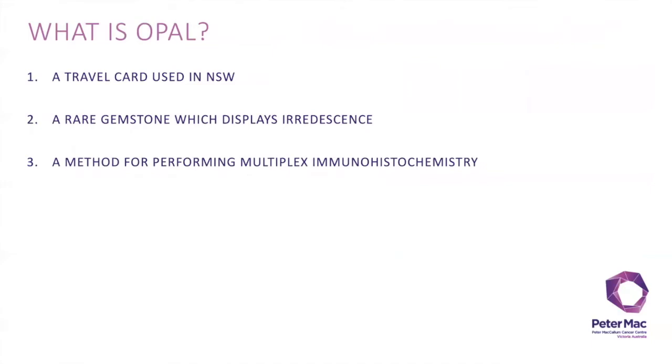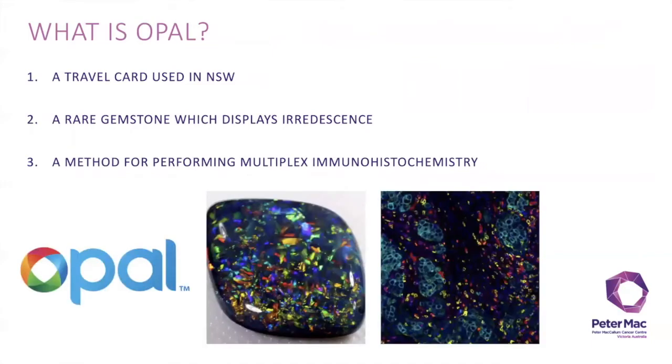So, what is OPAL? If you're here and you're thinking that OPAL is a travel card which is used in New South Wales, or a rare type of gemstone which displays this iridescence pattern, then this probably isn't the workshop for you. If you're here because you think it's a method for performing multiplex immunohistochemistry, then hopefully the next hour and a half will be a little bit more interesting to you.